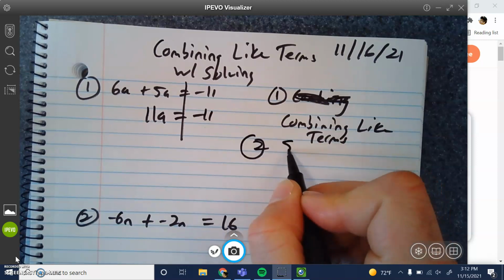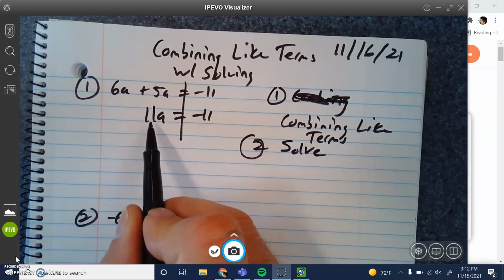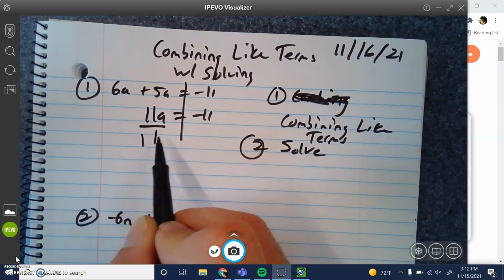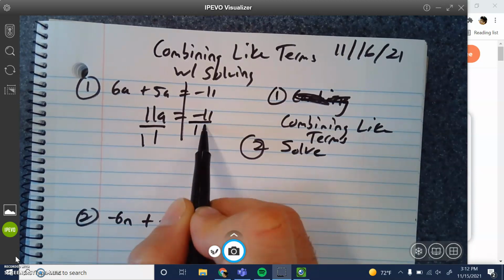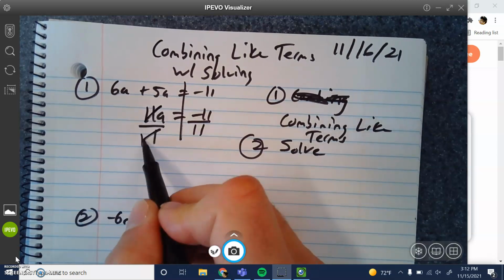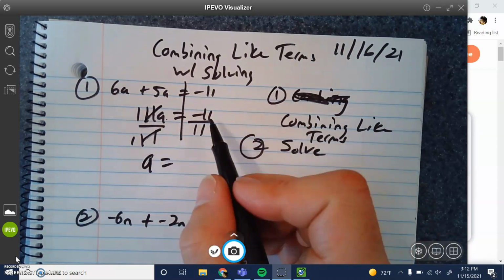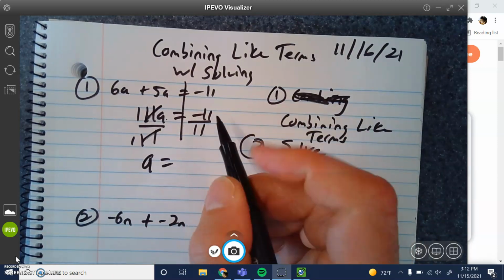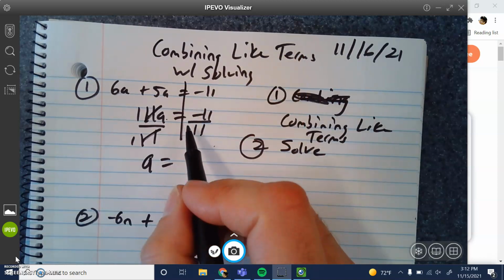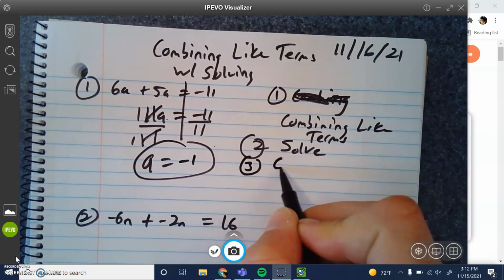Step 2. Solve. So the opposite of multiplying by a is dividing by a. So dividing by 11. 11 divided by 11 is 1. So a equals 1 times a is a. Negative 11 over 11. So 11 over 11 is just 1. But a negative divided by a positive is negative 1. There we go.